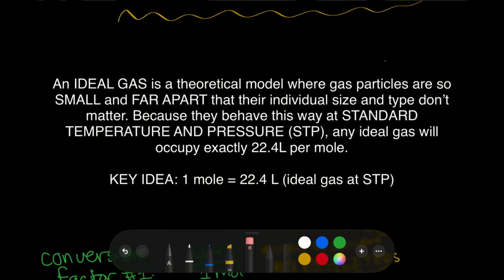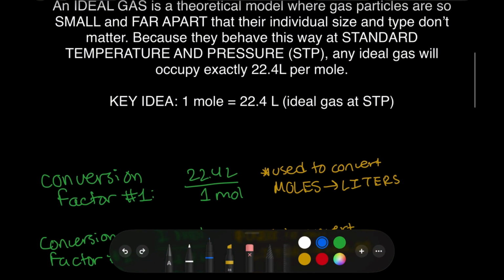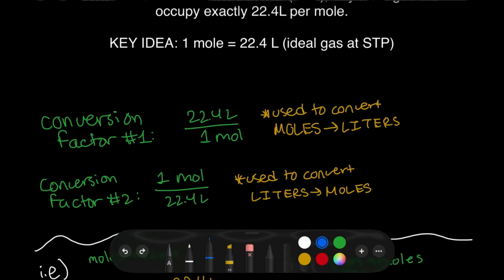You can check this out at the mathematical relationships portion of your chemistry reference table. This right here will be our main conversion. So our first conversion factor could be 22.4 liters over 1 mole. This conversion factor is used to convert from moles to liters. Our second conversion factor is 1 mole over 22.4 liters. This conversion factor is used to convert from liters to moles.